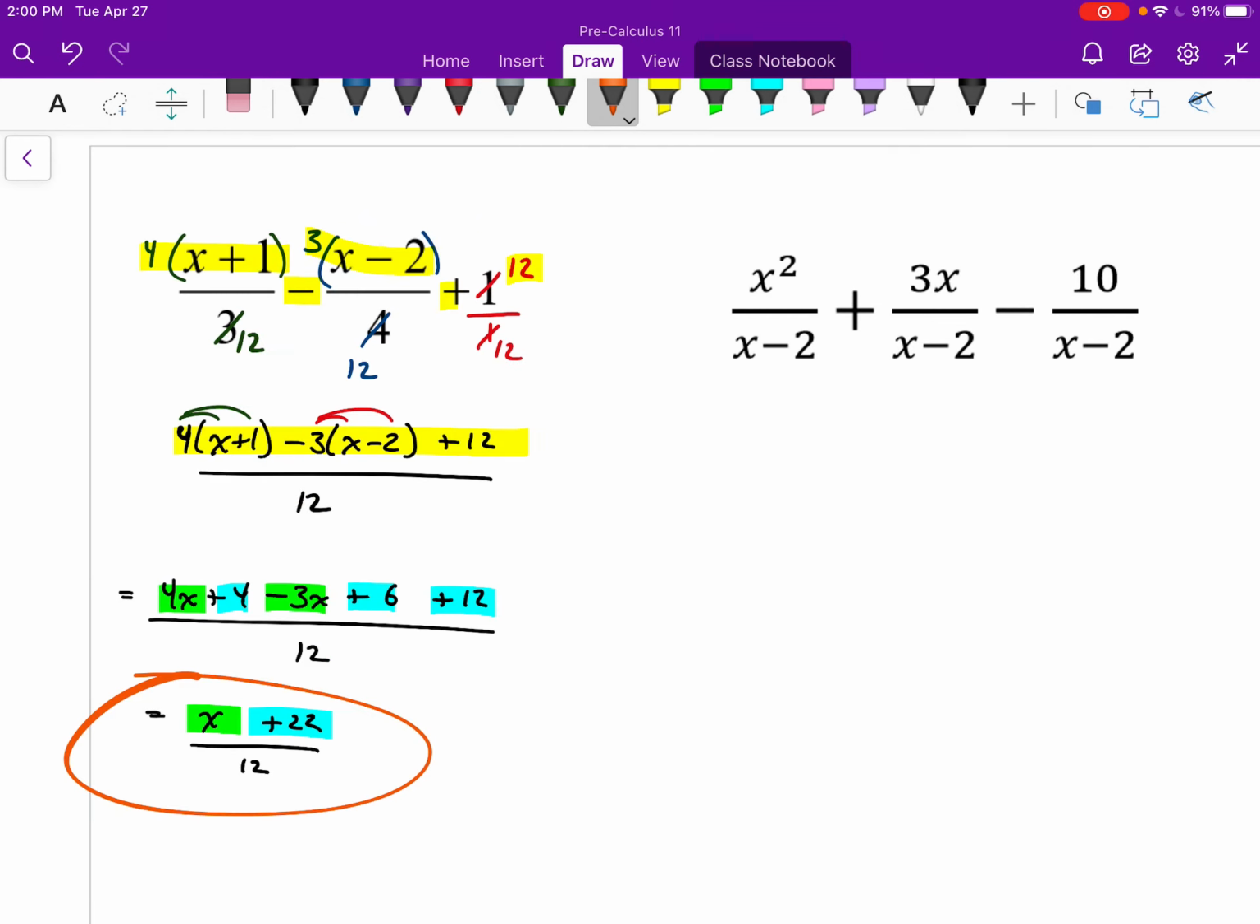By far the most common place you could make a mistake is right here, forgetting that that should become a positive 6, not a minus 6. All right, let's look at this one.